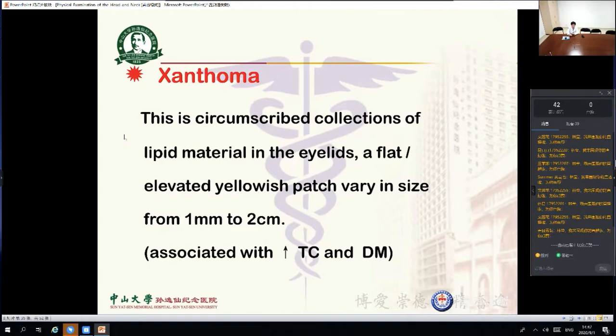So in Chinese it is called 黄色瘤. This is often found in the surrounding of the eyelids. It is a collection of lipid material. Okay, patients often have the increased level of total cholesterol.